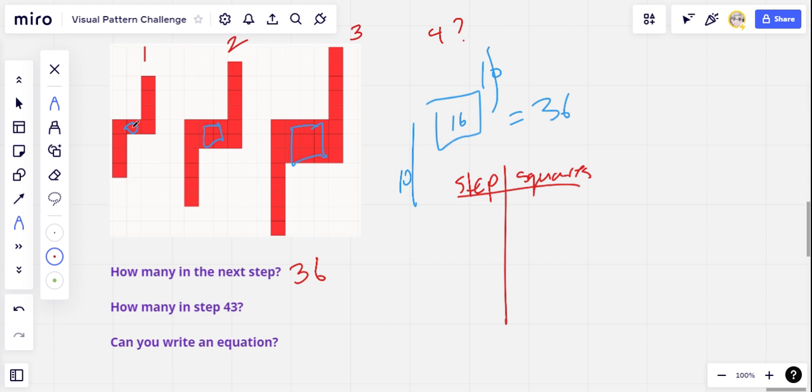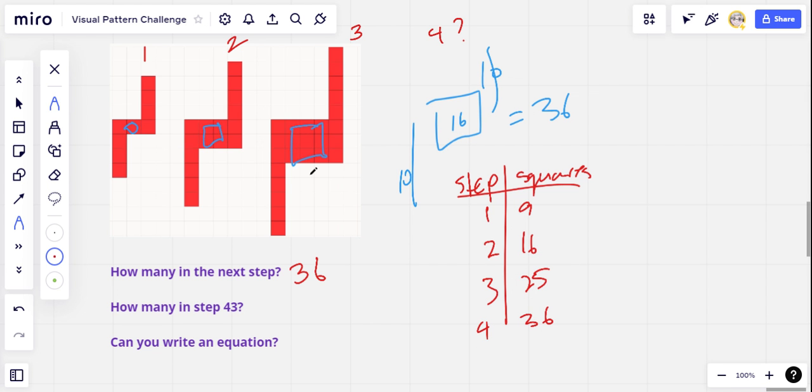So in step 1, that's 1 in the middle and then 4 on each side, so that's 9. And in step 2, we've got 4 and 6 and 6. 4 plus 12 is 16. And in 3, we've got 9 and 8 and 8. 9 and 16 is 25. And we're predicting 36 for step 4.